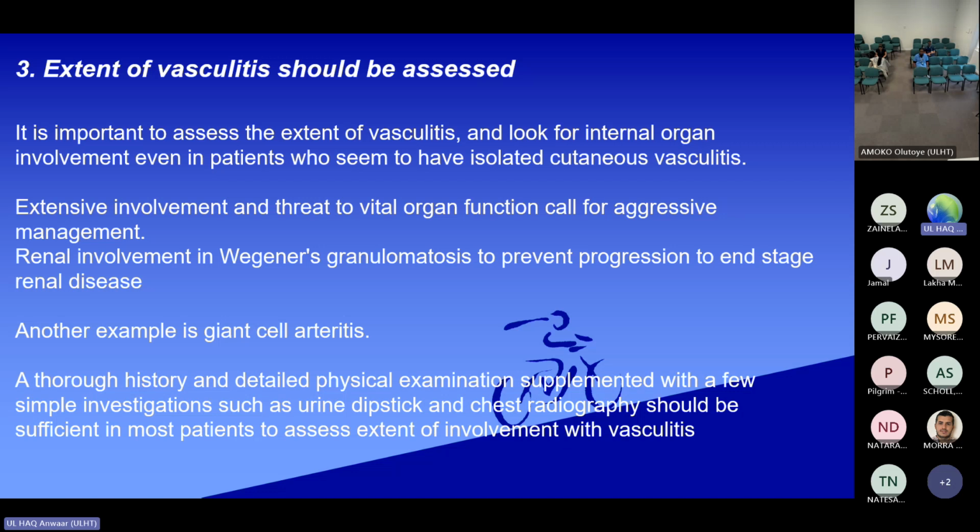If the patient has a life-threatening presentation, we have to go for aggressive treatment management. If the patient has a limited presentation of vasculitis, then we go with the less aggressive treatment arm. That we'll discuss later. So the extent of the vasculitis is very, very important. We must find out whether it is going to threaten the vital organs, or whether it is limited to only some specific organs.